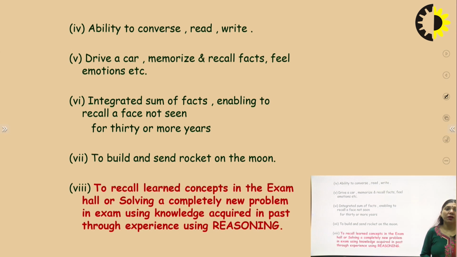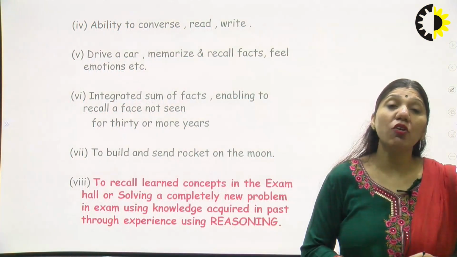Next is ability to converse, read and write. So intelligence is of course having the conversation power also, having the reading power also, having the writing power also, isn't it? Drive a car, memorize and recall facts, feel emotion, etc. All these are categories of your intelligence system. Integrated sum of facts, enabling to recall a face not seen, definitely for 30 or more years.